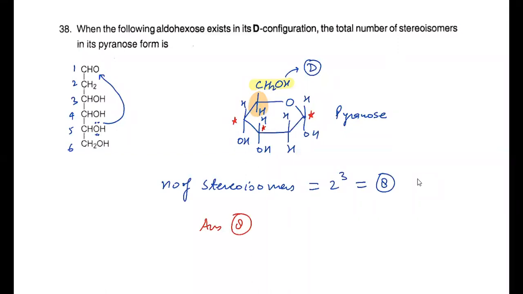So you should be aware of pyranose structure, one thing. Second thing, you must be aware of D configuration. If you ensure these 2 things, pyranose structure and D configuration, you will certainly reach your answer. Then 3 positions have a variable option where OH and H position can be changed. So 2 power 3, 8 options are there. So 8 is the number of stereoisomers. Right?